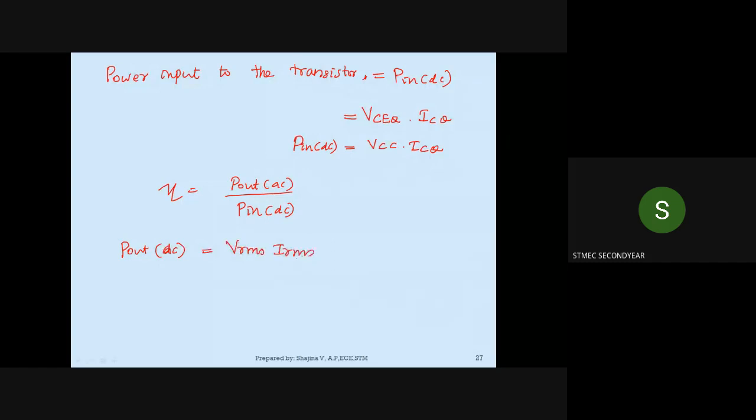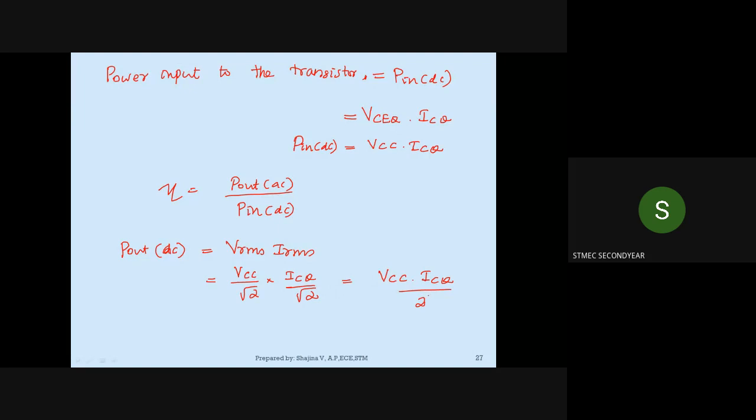At the output terminal, the RMS voltage will be equal to VCC divided by root 2, and IRMS equal to ICQ divided by root 2. By considering the AC power, we have to take RMS values. So I can write P out is equal to VCC into ICQ divided by 2.